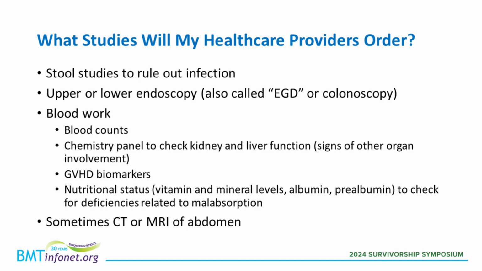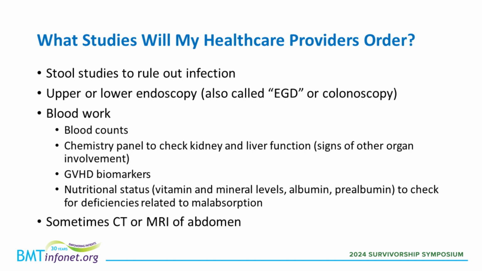To fully evaluate for all these GI symptoms for acute or chronic GVHD, multiple tests are ordered. We might include stool studies to rule out infection, perform an endoscopy of the upper and or lower GI tract. So an upper endoscopy is also called an EGD. And a colonoscopy is obviously through the rectum, but could also be a flexible sigmoidoscopy, which is a shorter view of the GI tissue closer to your rectum.